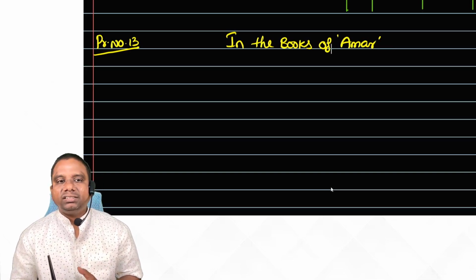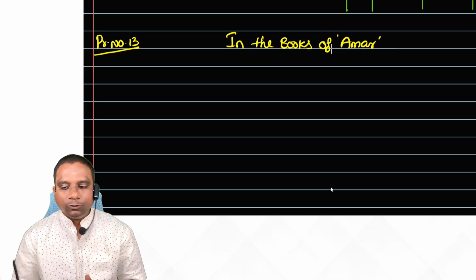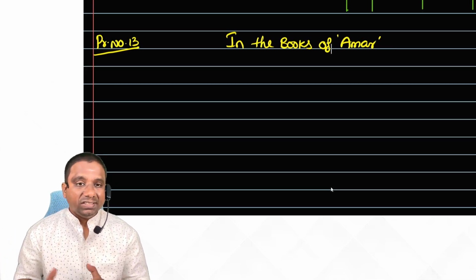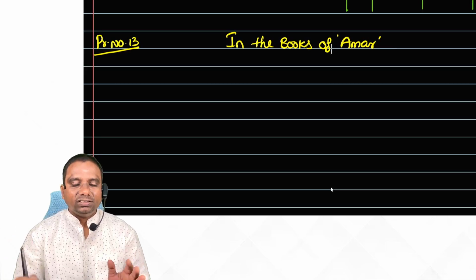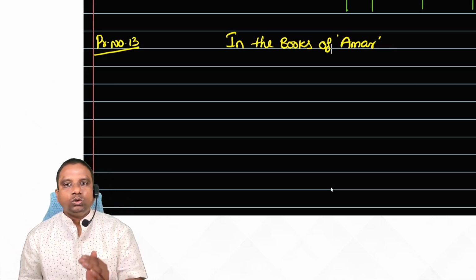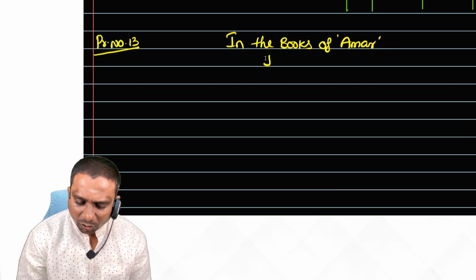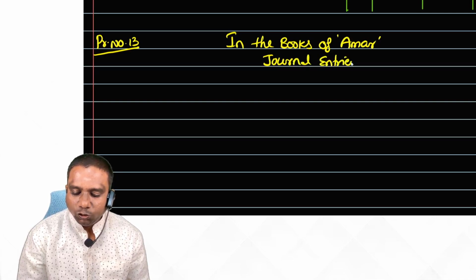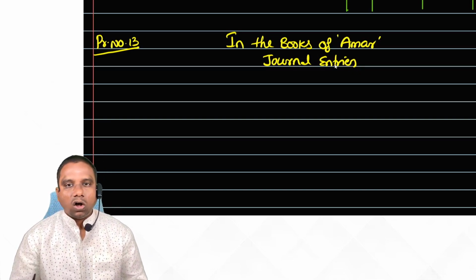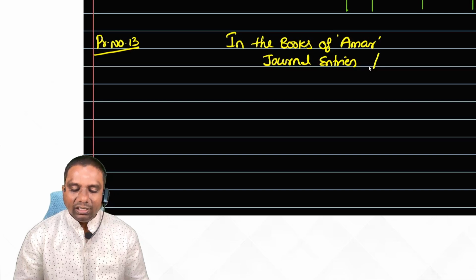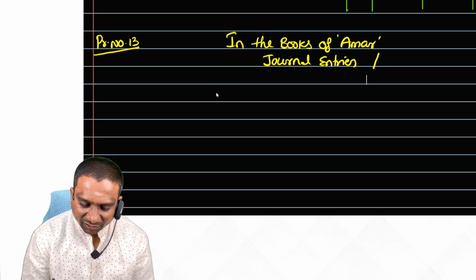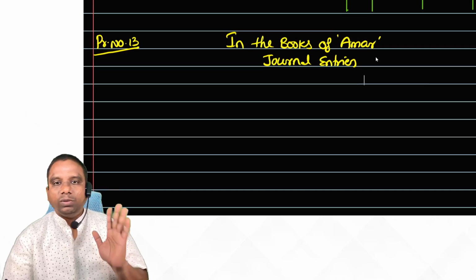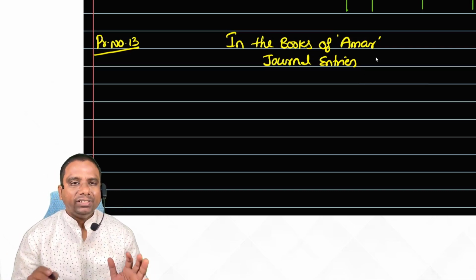Varma's business transactions we should record in Varma's books only. So, we have to maintain separate books for each client, each business. That's why, to differentiate, we write the heading like this: In the books of Amar. What are you going to do? You are going to write journal entries, or simply write journal, or you may also write the heading in a different manner: Journal entries in the books of Amar. Both give the same meaning.